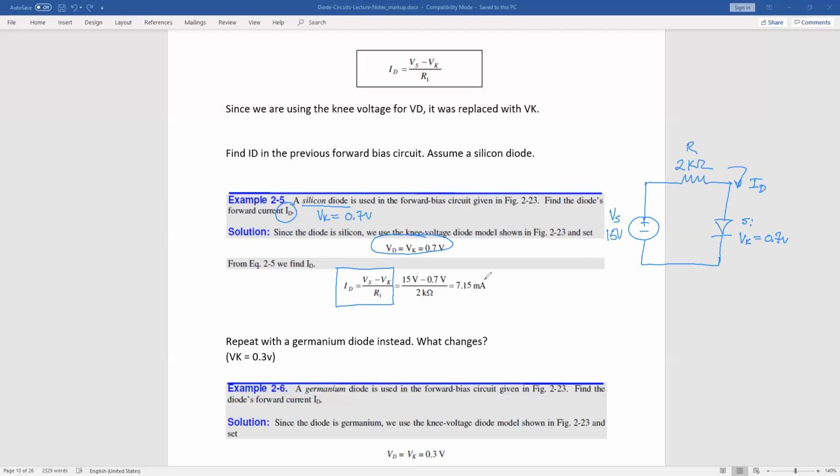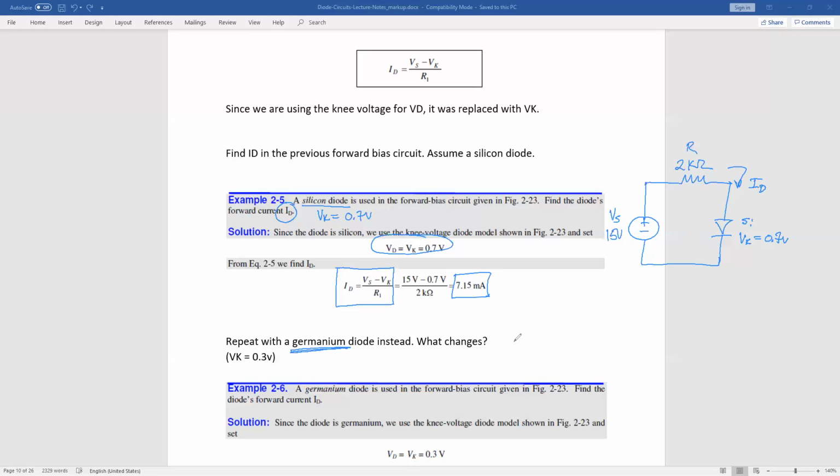And that means we have everything we need to find the diode current. That will be Vs minus Vk, all divided by R. So we have 15 volts minus 0.7 volts divided by the value of the resistor, which is 2K, and that gives you 7.15 milliamps.